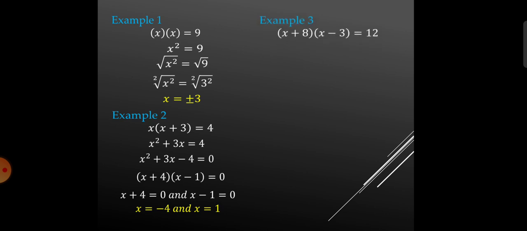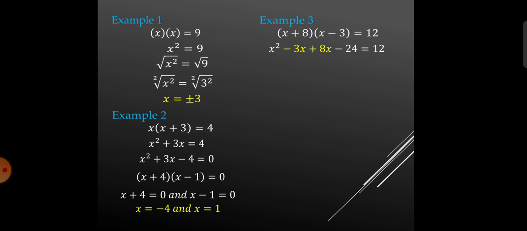Third example. Binomial x plus 8 times binomial x minus 3 equal to 12. So first is, since there are two binomials, we'll make use of FOIL method. First term, outer, inner, and last term times last term. So sa first term, x times x is x squared. Sunod, outer. Ang x sa first binomial i-times sa ikaduhang binomial, ang pinakakilid ang negative 3. So x times negative 3 is negative 3x.